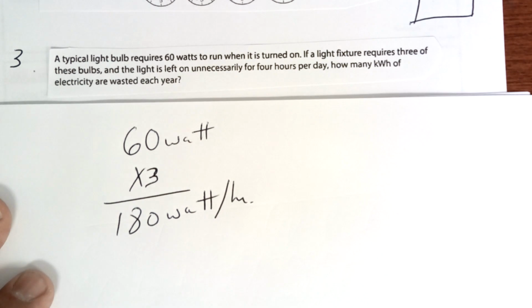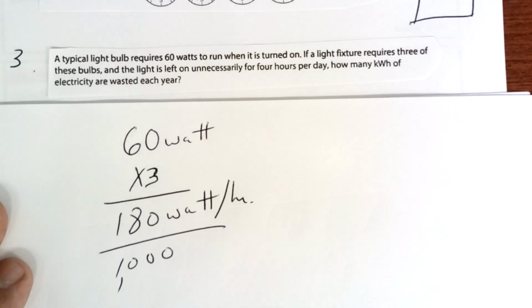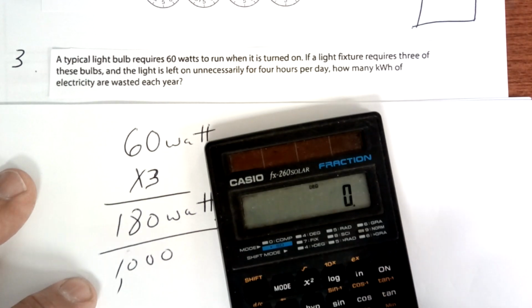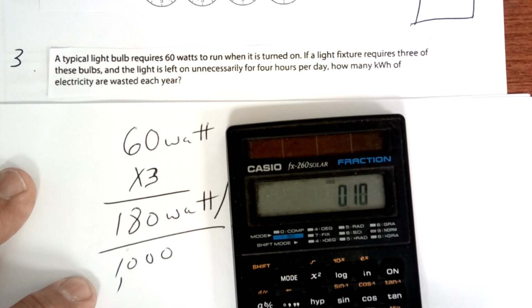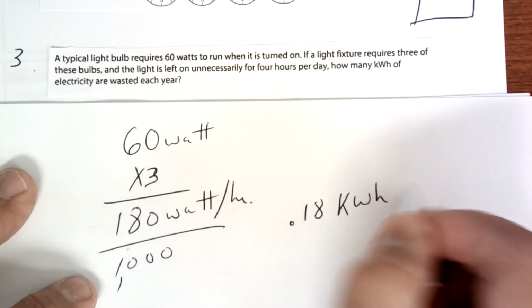Okay. And it says how many kilowatts of electricity are wasted each year. Okay, so we want to go ahead and definitely divide by 1,000 to change it to a kilowatt. So we want to go ahead and take 180, divide it by 1,000. And I get 0.18 kilowatt hours. Okay?